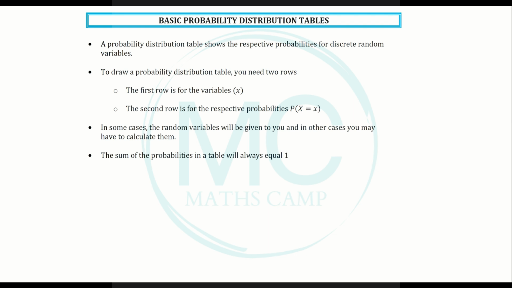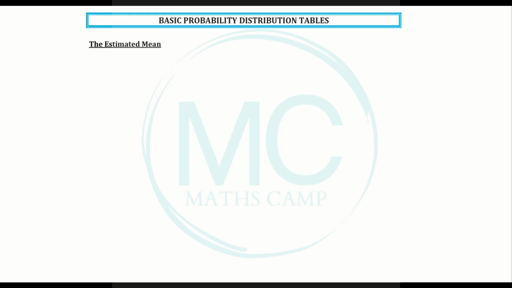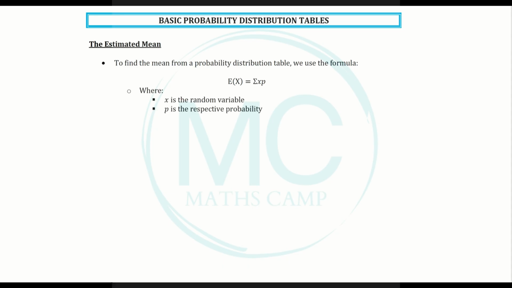Now let's look at the estimated mean. To find the mean from a probability distribution table, we use the formula: the estimated mean is equal to sigma xp. Here, x is the random variable, and p is the respective probability. In other words, to find the mean, all you need to do is multiply the random variable by its respective probability, and then you add all of those values together.